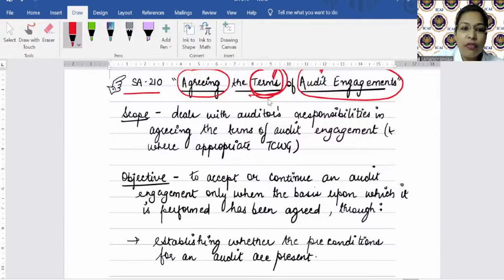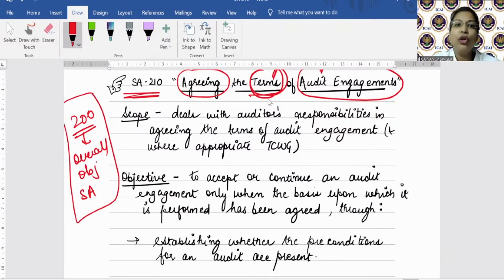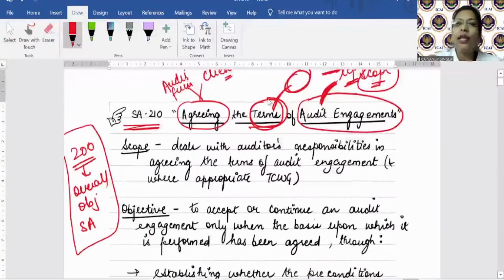Now what is the scope of SA 210. तो 210 में देखो, SA 200 में आपने क्या पढ़ा कि overall objective है and that the audit needs to be conducted in accordance with SA. अब आप आगे बढ़ते हो तो first of all तो you will enter into an agreement with the client ना, so agreeing the terms of audit engagement. क्लियर है? SA 210. So what is the scope?